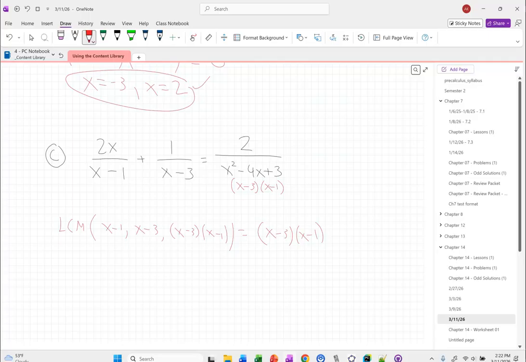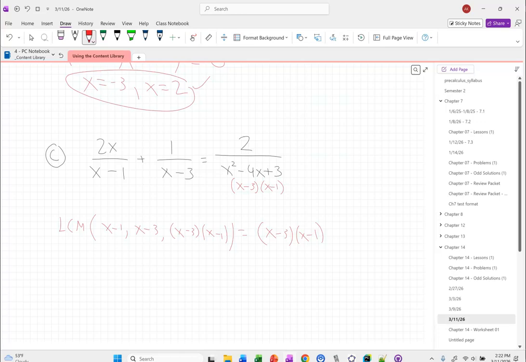Right, I have two distinct primes, x minus 1 and x minus 3. The biggest power of x minus 1 is 1. The biggest power of x minus 3 is 1. So I have x minus 3 times x minus 1, or you could write x minus 1 times x minus 3.